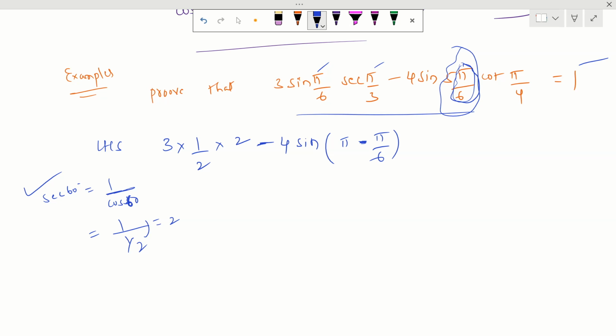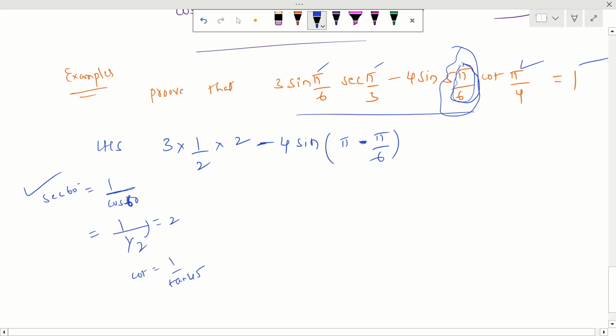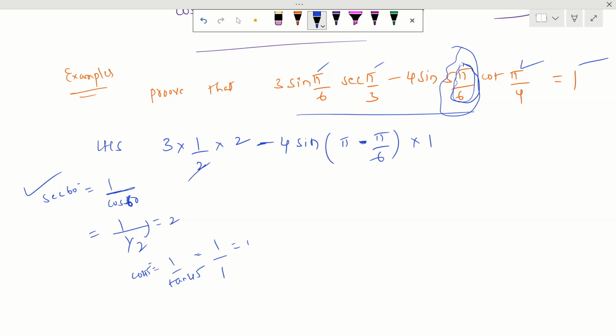Next is cot pi by 4. Pi by 4 is 45 degrees. Cot 45 we can write as 1 by tan 45 degrees. Tan 45 is 1, so the value is 1. Now this 2 gets cancelled and 3 remains here.